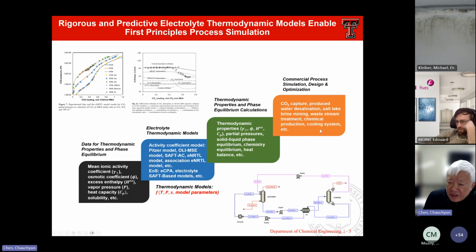When we perform simulation, we rely on thermodynamic models to provide the properties that we need for the calculation in process simulation, whether it's distillation, absorption, or reaction. And all these different thermodynamic properties, of course, are dependent on the results of the electrolyte thermodynamic models that we've seen in the literature. There are many of them, including activity coefficient models and equation of state. Today, I'll focus on activity coefficient models because that's my focus in my research here.